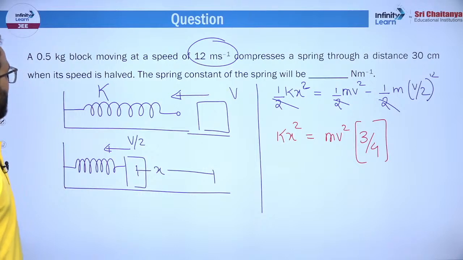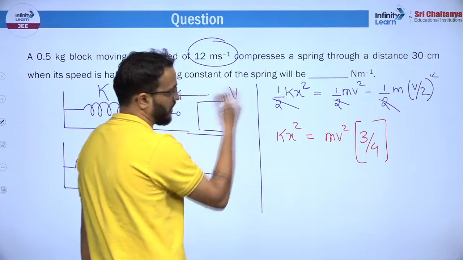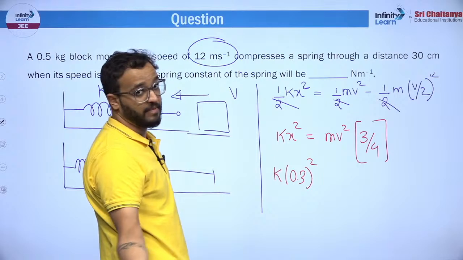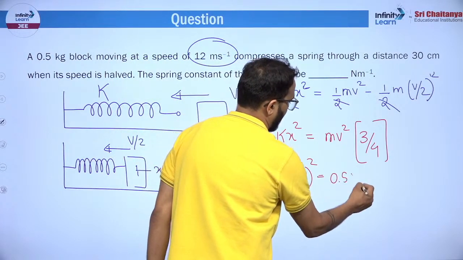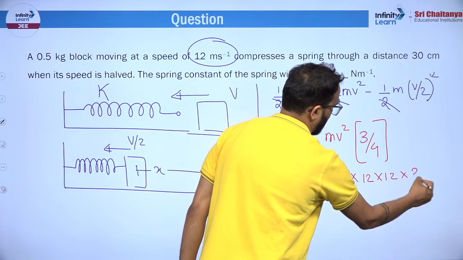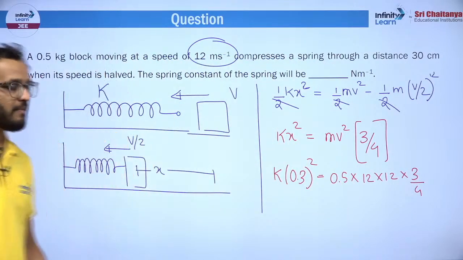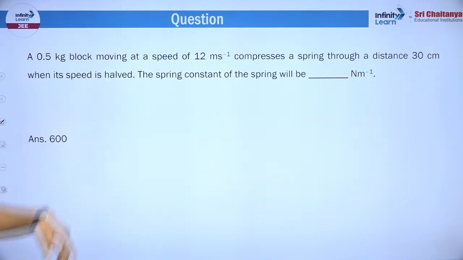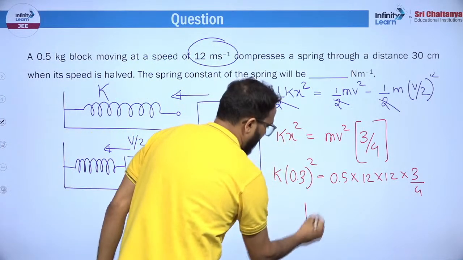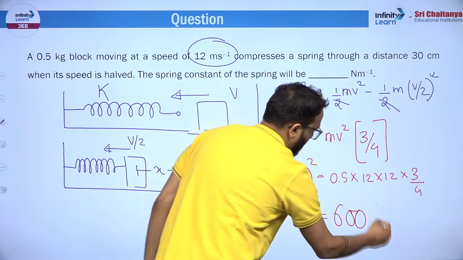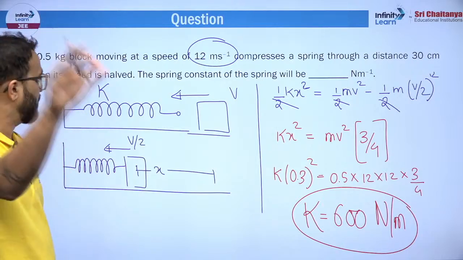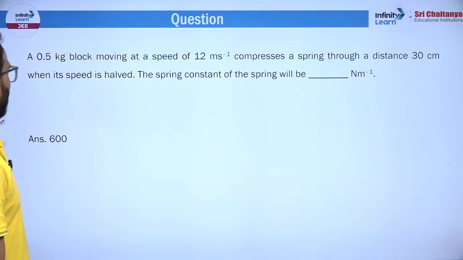Now what you have to do, everything is given, mass is given 0.5, fantastic, speed is given 12, fantastic, x is given 30, so take it 0.3, because centimeter needs to be converted into meter. Very good. This is 0.5, this is 12 into 12 into 3 upon 4. Okay, brilliant. Just solve it and your answer will be approximately 600, I guess, right? So k on solving this comes out to be 600 Newton per meter. Done, done, done.